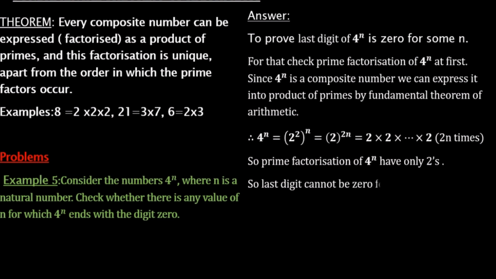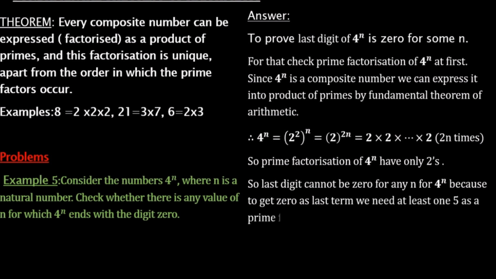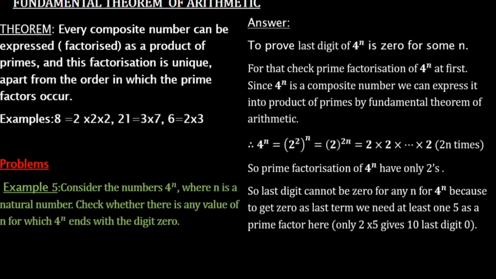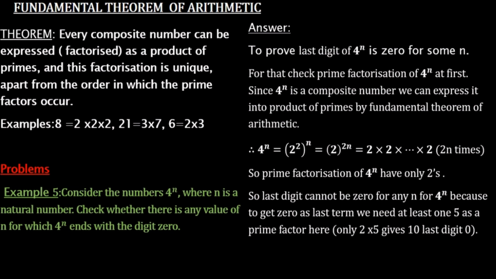So the last digit cannot be 0 for any n in 4 raised to n, because to get 0 as the last digit, we need at least one 5 as a prime factor. Only 2 into 5 gives 10, with the last digit 0. So what can we conclude? We can conclude 4 raised to n is a number which does not end with the digit 0.